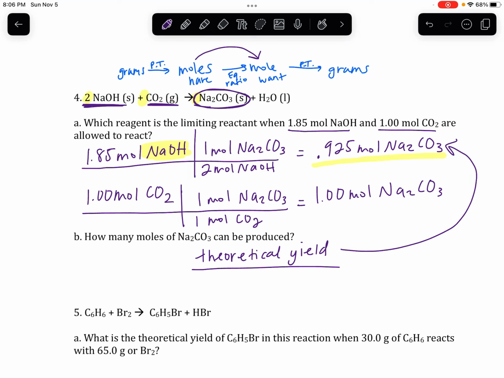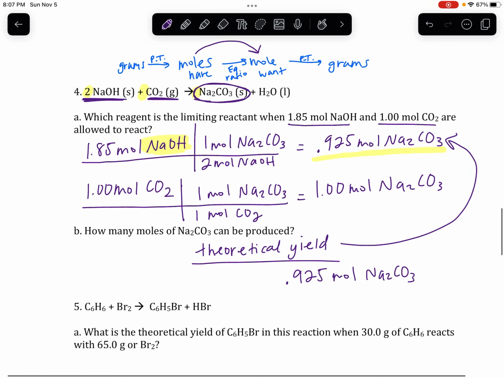So we originally solved to see how much sodium carbonate we could make, Na2CO3, and we figured out that we can only make 0.925 moles because we ran out of NaOH, right, before we could get to 1. So our theoretical yield, how much can we make, is what you already figured out. So if you do this calculation for our limiting reactant, you're essentially answering 2 questions in one. You're figuring out which one is limiting, and you're also determining that theoretical yield. Okay? So let's look at the next one.